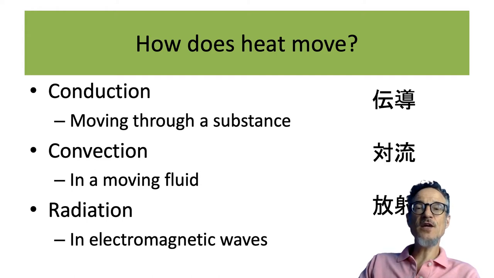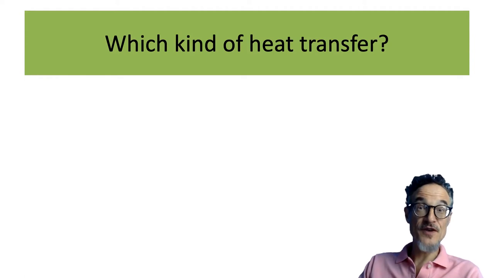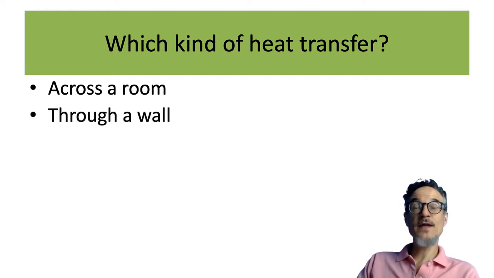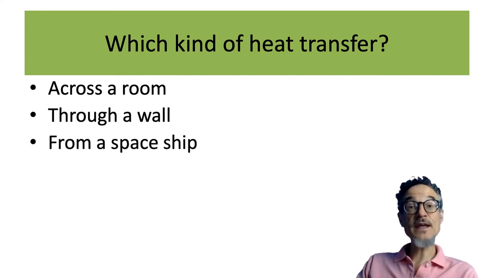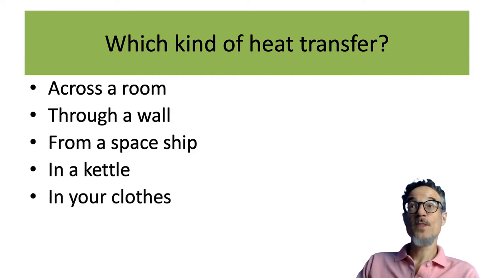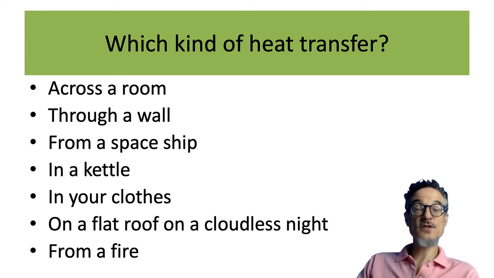So have a think about these ways that we may see heat moving around us. You can't see heat, but heat is moving around you all the time. If heat is moving across a room, is that conduction or convection or radiation? How about heat going through a wall? How about from a spaceship? How about in a kettle? What about in your clothes? And what about a flat roof on a cloudless night? And how does heat transfer from a fire? Please think about all of these things. It's conduction, convection, or radiation.